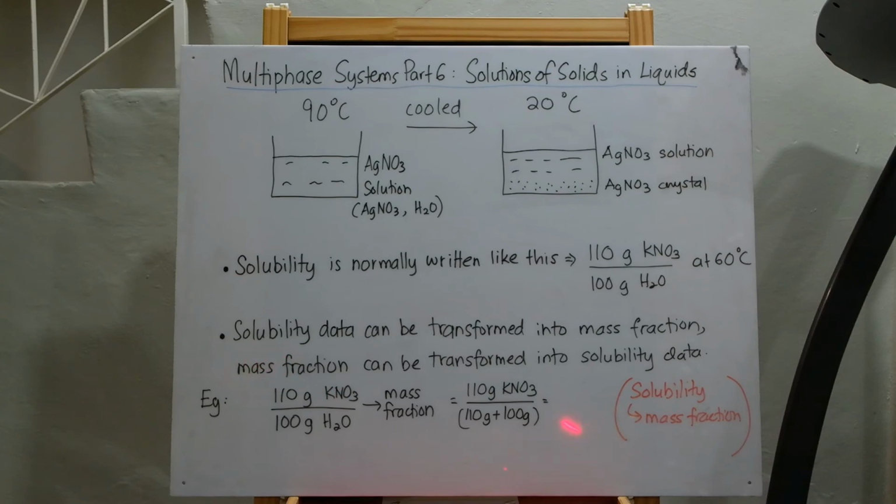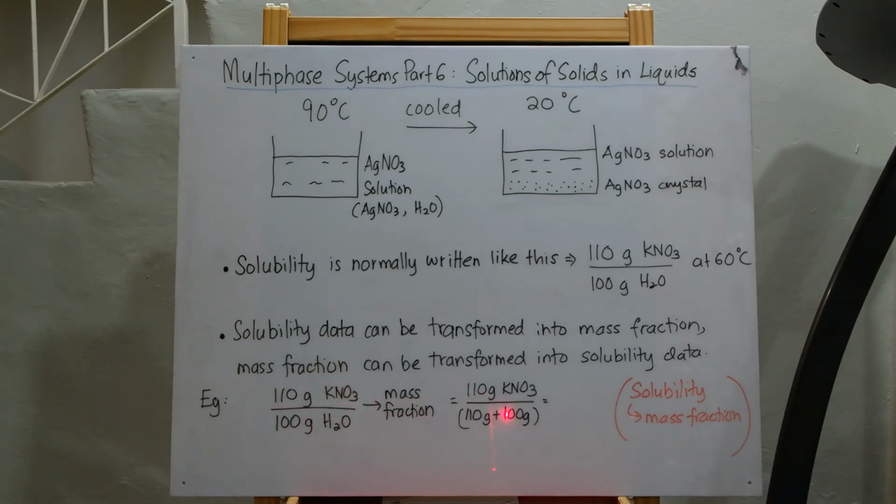Okay, from the first part, I'll give you an example. This is the example where we use solubility data to transform into mass fraction. Let's say I took this one just now from the table in section 6.5. This is the solubility. How am I going to change it into mass fraction, because I need this mass fraction to do my mass balance.